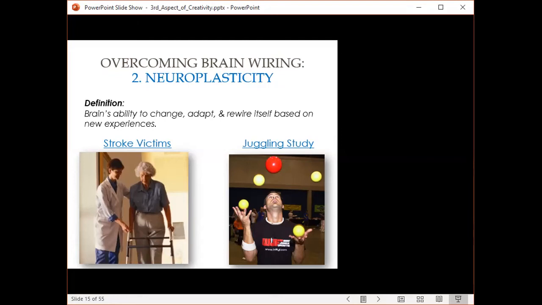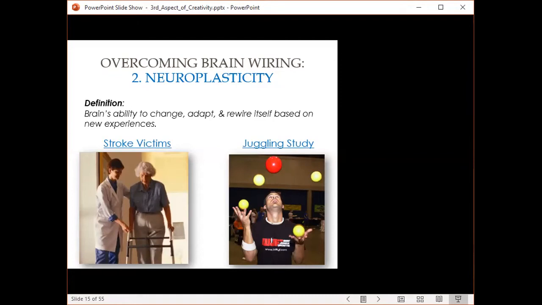Playing piano, writing, speaking a new language, you learn, and you can change yourself as a result of practice and rehearsal and study. So our brains are adaptable, right? So seemingly then we can access that creative part.